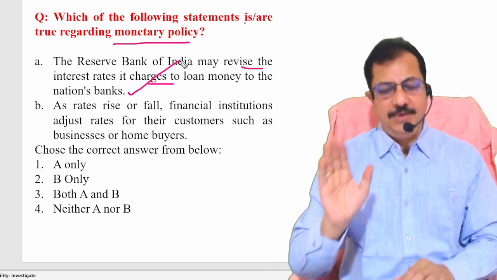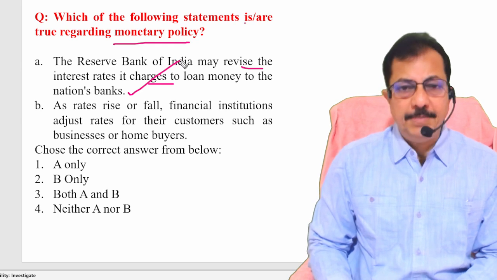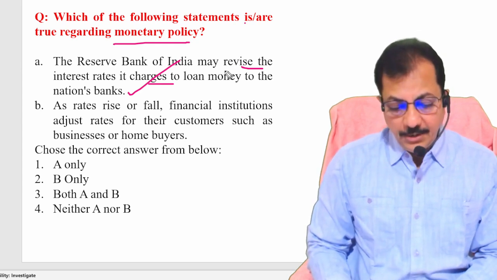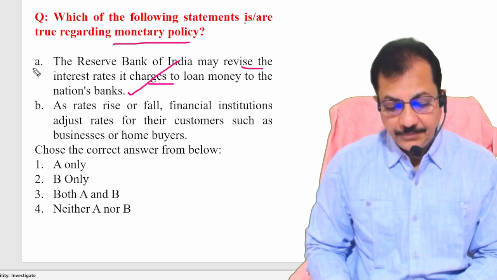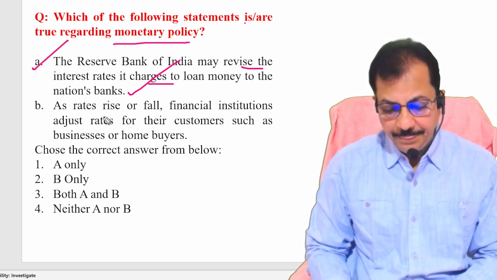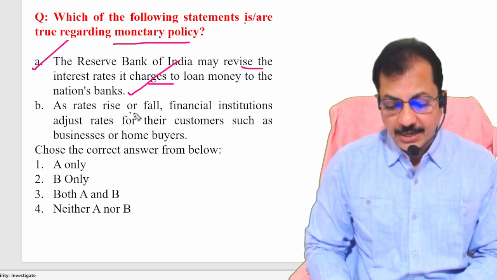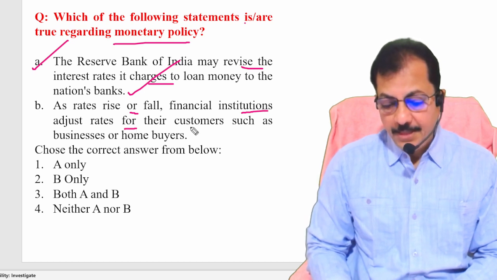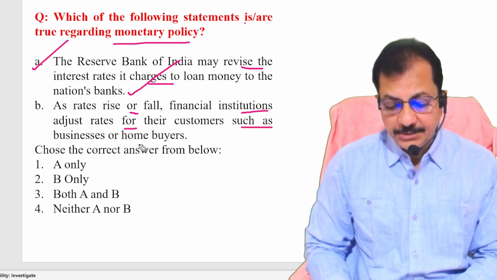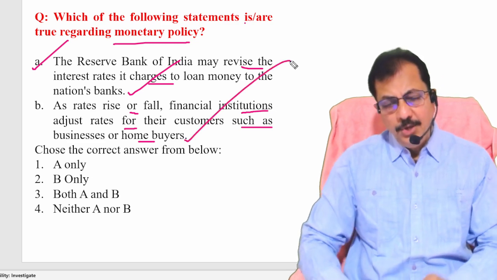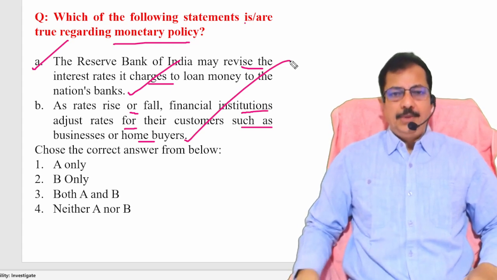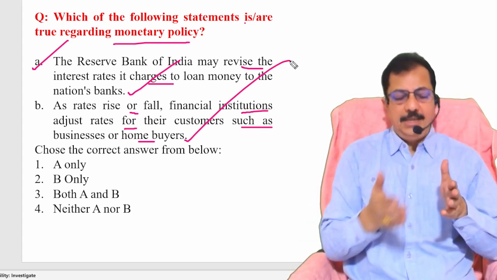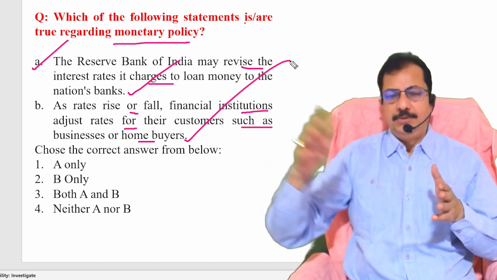So many things are there. We'll understand now. So statement A is: RBI may revise the interest rate it charges to loan money to the national banks. So this is also a part of the monetary policy. As rates rise and fall, financial institutions adjust rates for their customers such as business or home buyers. You might have observed this very clearly. When you take a home loan, we are paying EMI, right? Equated monthly installments you are paying to the bank.